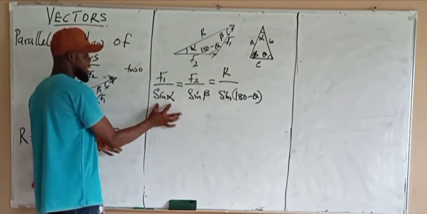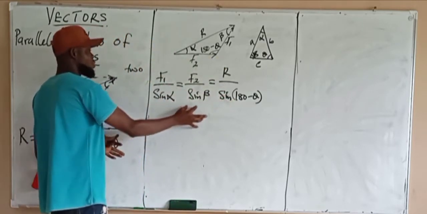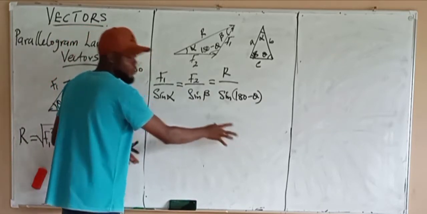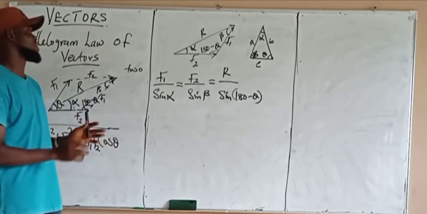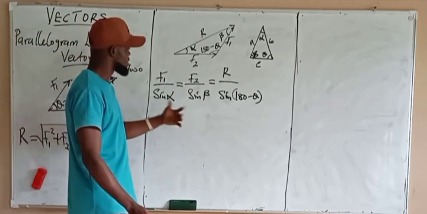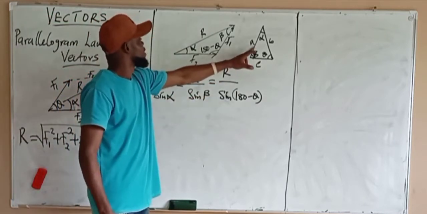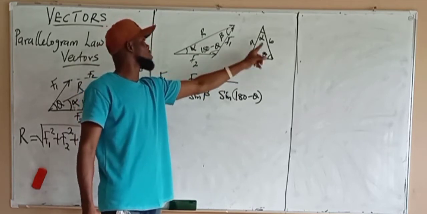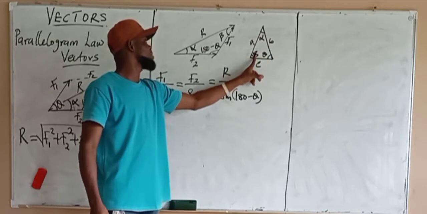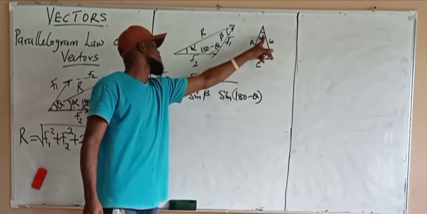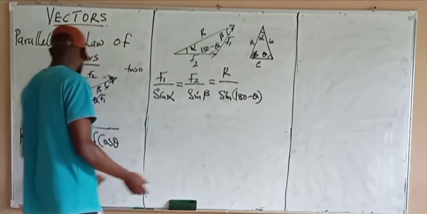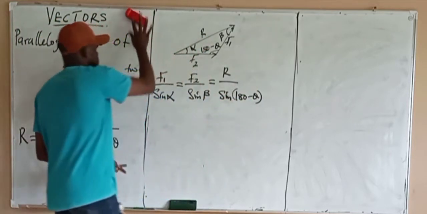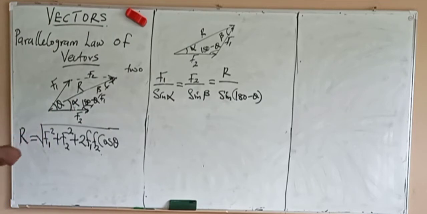It can also be sine alpha over F1 equals sine beta over F2 equals sine of 180 minus theta over the resultant. It's still very, very valid. This is the same thing. So for all those, A over sine alpha is equal to B over sine beta is equal to C over sine theta. It works for all oblique triangles. So please take note that it's very, very important.